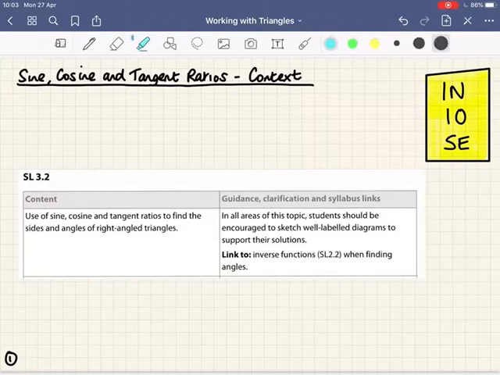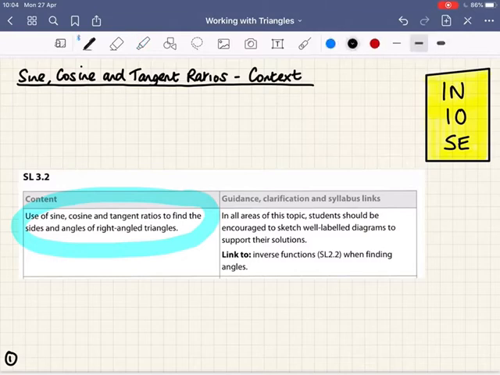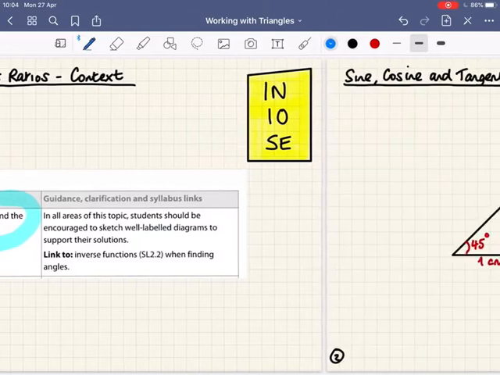This is on the IB specification. There's SL 3.2, use of sine, cosine and tan ratios to find the sides and angles of right angle triangles. So let's do a quick recap then on how these three ratios work with right angle triangles.